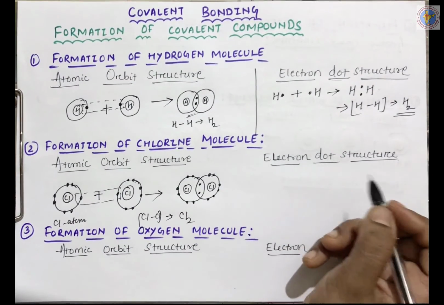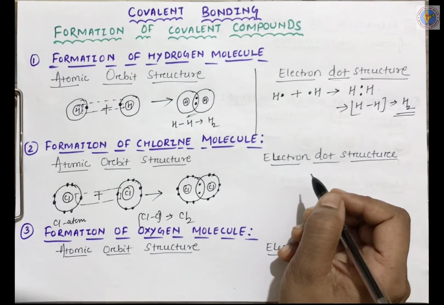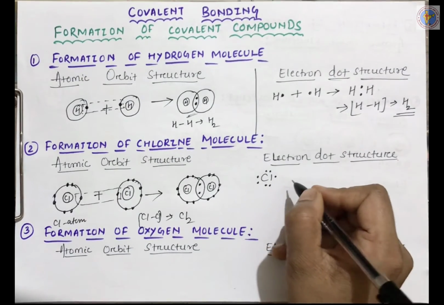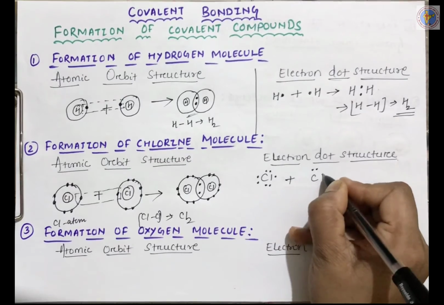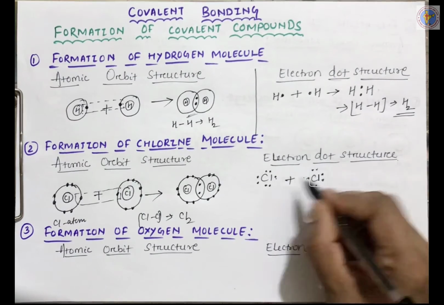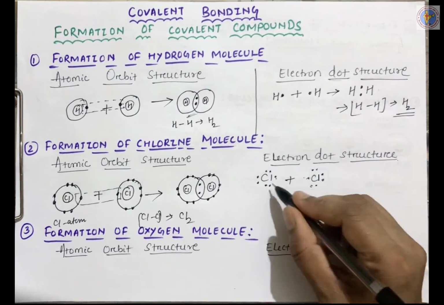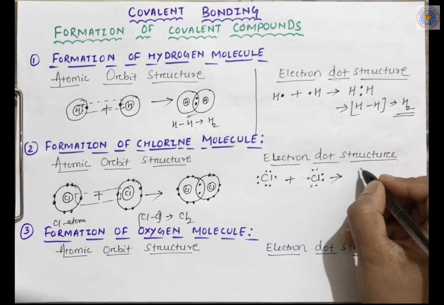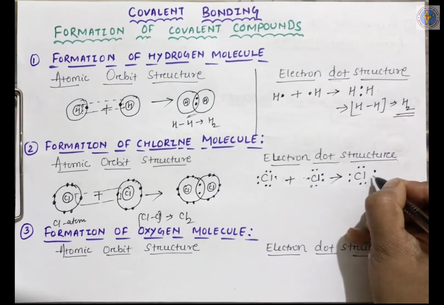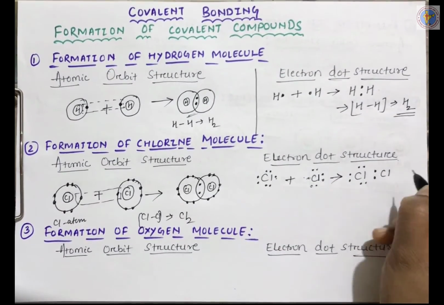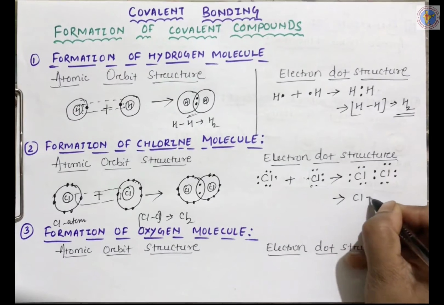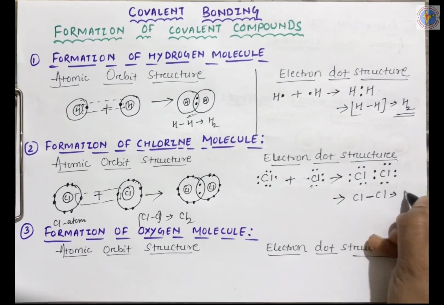Now let us draw the electron dot structure of chlorine molecule. So this is your chlorine. We know how many electrons are present in the outermost shell of chlorine, children? 7 electrons. Here also you see 7 electrons. Bonding will take place between these two electrons, this one and this one. After this we will get chlorine like this, and this one will be represented in this form, because this is a shared pair of electrons. Like this we can draw the electron dot structure of chlorine molecule.